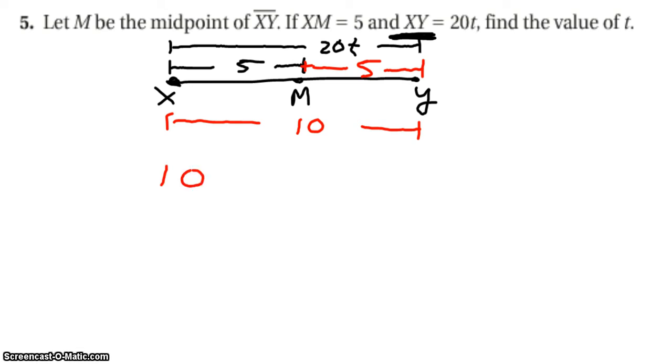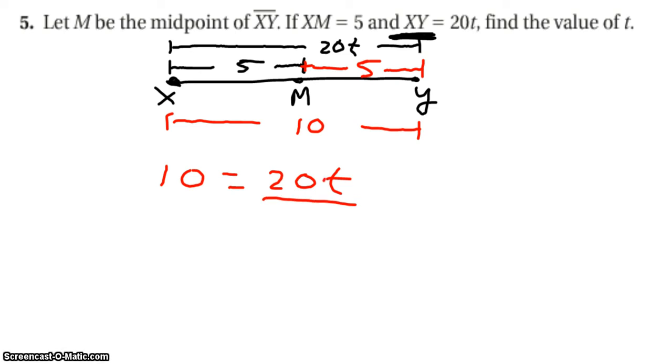And so 10 equals what? 10 equals 20t. So there you go. Now, what is t? How would I find it now? I divide by 10.